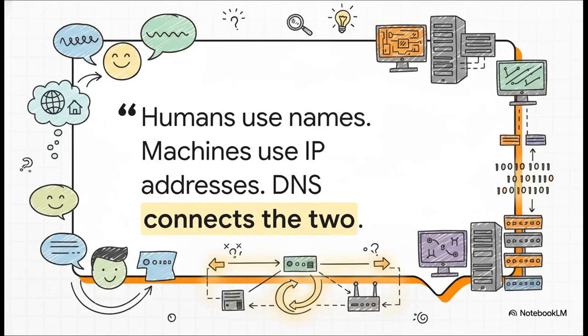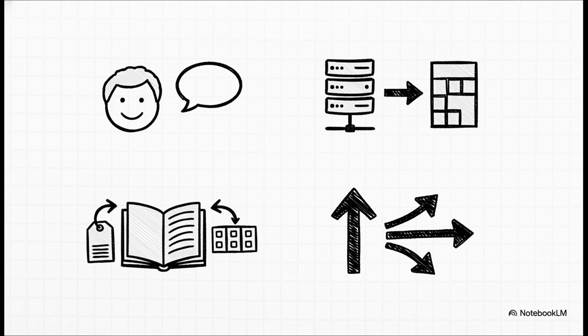So if you remember one thing, remember this. Humans use names. Machines use numbers. DNS is the bridge. And that's really the whole thing in a nutshell. Names for us, addresses for them, DNS in the middle.